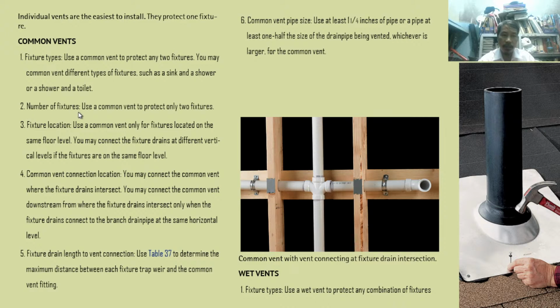Number two, number of fixtures. Use a common vent to protect only two fixtures. Okay, only two fixtures for a common vent. Number three, fixture location. Use a common vent only for fixtures located on the same floor. You may connect the fixture drains at different vertical levels if the fixtures are on the same floor level.